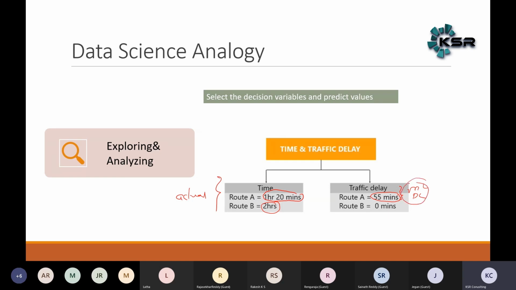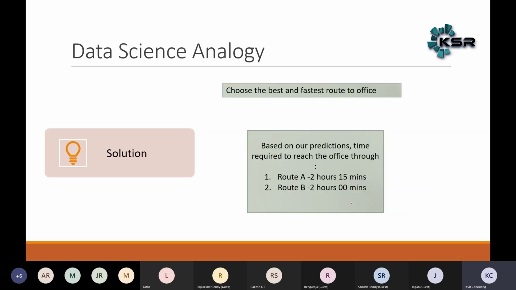We are going to learn this code. Route B has no traffic, so zero delay. Along with the actual time, we also need to include the delay time. So the recommendation is: route A is 2 hours 15 minutes, route B is 2 hours. Now tell me, which is the fastest route to work? Route B is the fastest route to work.